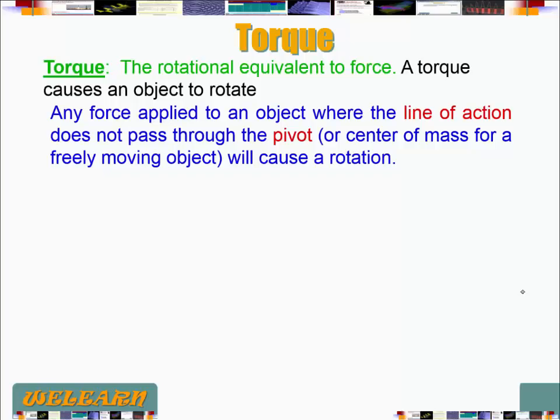Now let's reiterate what we mean by torque. Torque is the rotational equivalent of force. It is what causes an object to rotate. Now we'll get back to this in a little bit. Any force applied to an object where the line of action does not pass through the pivot or center of mass of a freely moving object will cause a rotation. Okay, we'll figure that out in a little bit.